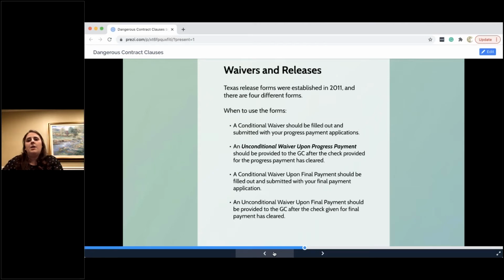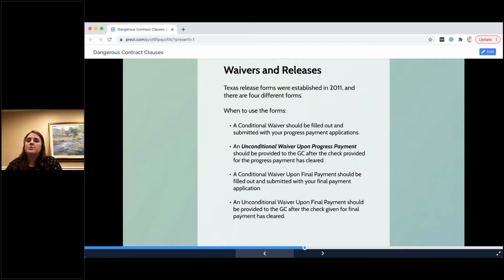The next thing is waivers and releases. Texas established in 2011 4 different types of forms. They are fill-in-the-blank forms about releasing your right to payment or waiving your right to payment and things like that. So these are things that are used if you are being paid progressively during a project. Let's say every month you get paid, or at certain checkpoints in the schedule you're getting paid, however you're being paid on the project.